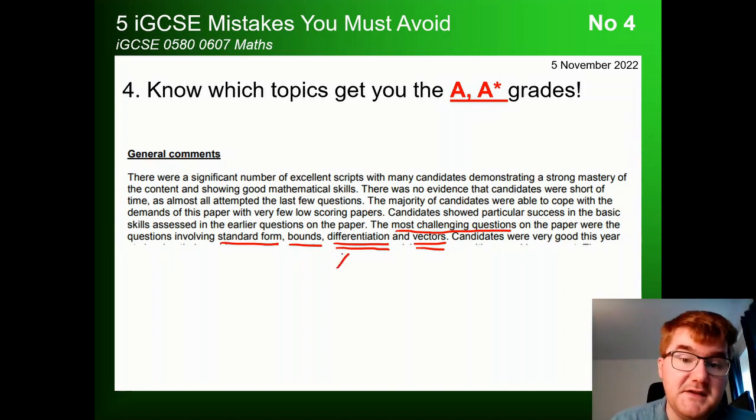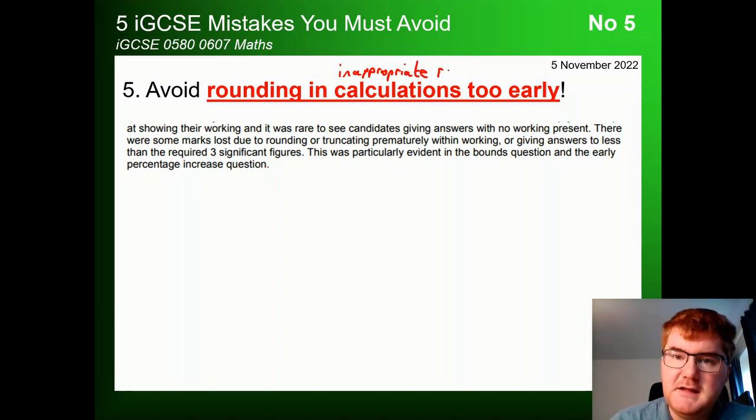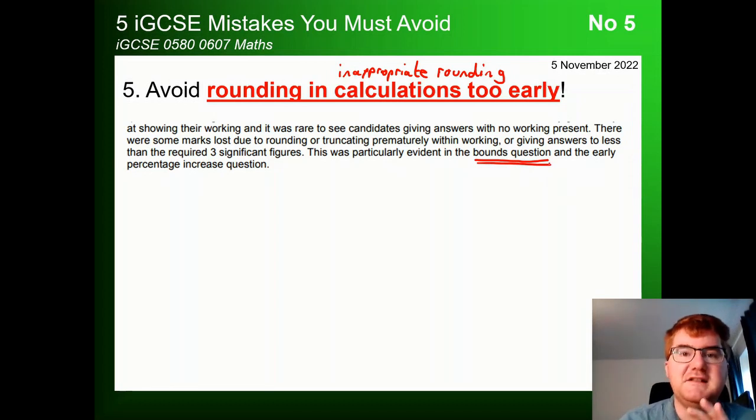If you need any help with this topic here, differentiation, then do check out the video above. I go through this again in about 50 minutes, like vectors. And the last part is avoid rounding in calculations too early, and this also continues into inappropriate rounding as well. So make sure if you are rounding, it is for the appropriate reasons. So if we have a look at the examiner's report here, this was particularly evident in the bounds question of this paper, which I'm going to have a look at now.